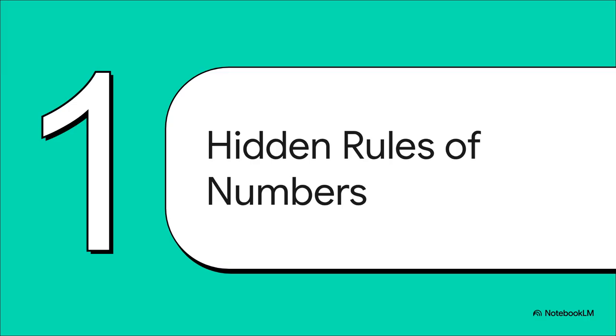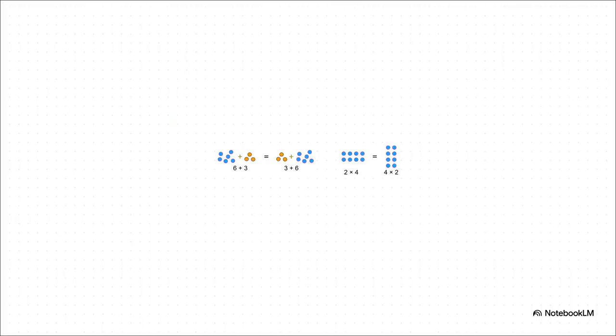It starts with the basic rules of math that we all picked up back in grade school. Remember the commutative law? It's just that simple idea that 6 plus 3 is the exact same thing as 3 plus 6. Same for multiplication. 2 times 4 gives you the same answer as 4 times 2. The order just doesn't matter. It's one of those rules that's so basic we kind of forget it's even there.